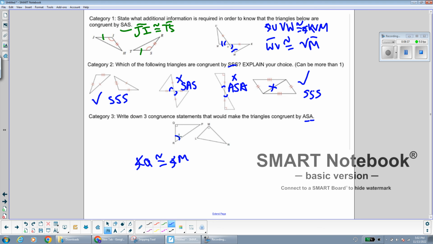And that corresponds to angle L in this triangle. So we have angle R congruent to angle L. Now I need the side that's directly in between the two angles. So that would be this side here and this side here. So that's QR congruent to ML. ASA.